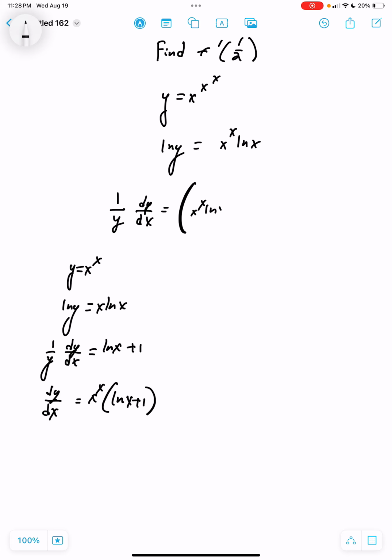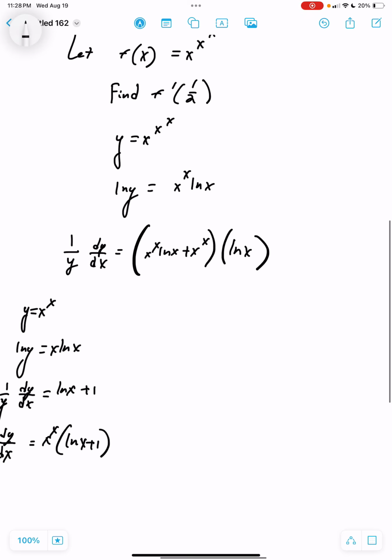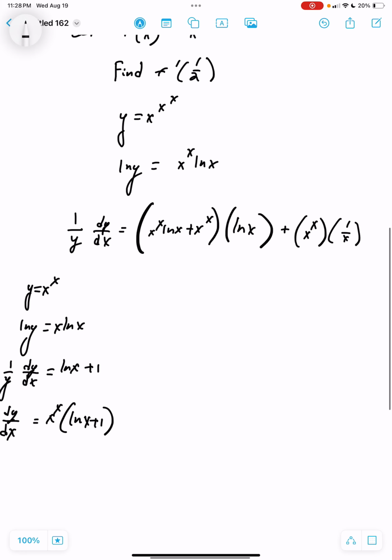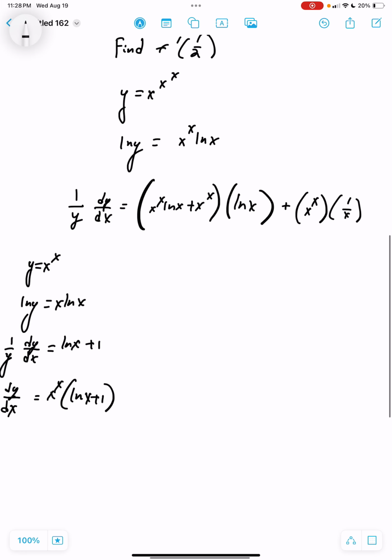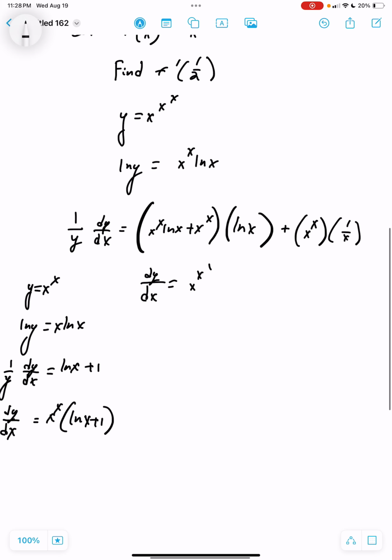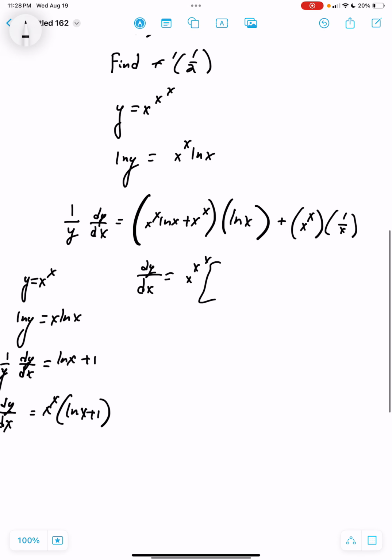So this becomes x to the x ln x plus x to the x times ln x, plus the first times the derivative of the second, which is 1 over x. Okay? And now this is going to become dy dx is equal to x to the x to the x, bracket, x to the x ln x plus x to the x times ln x.